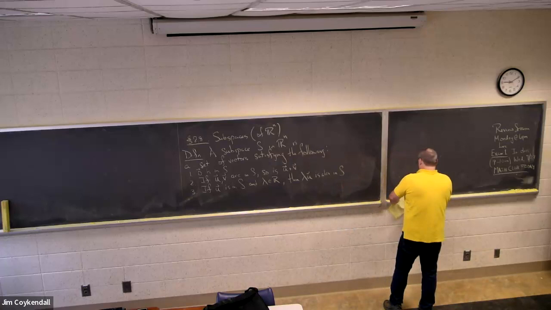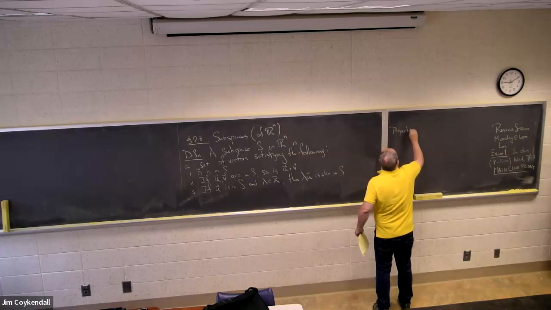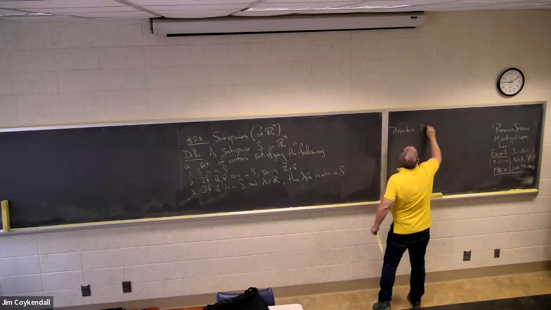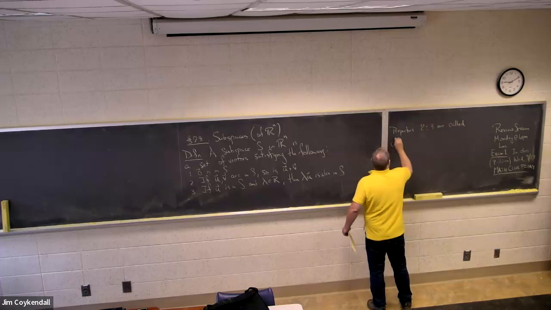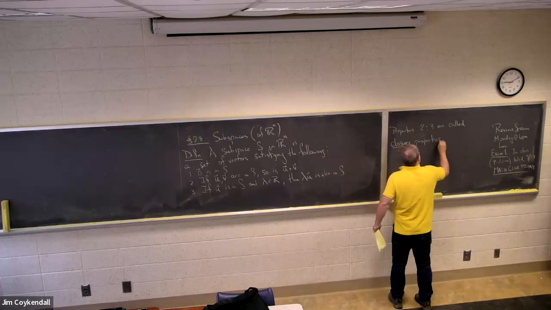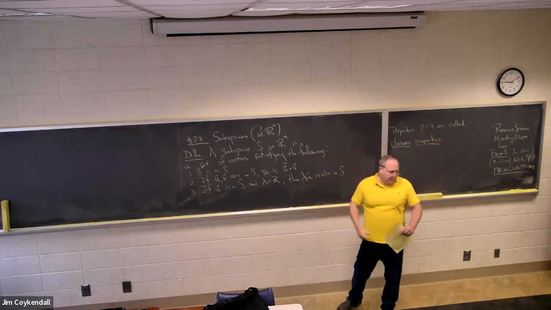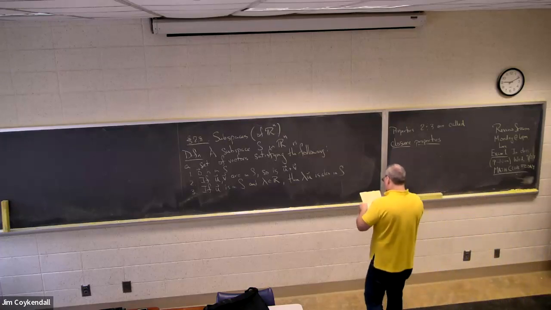Let me name these properties. Two and three are called closure properties. Property two says we've got to be closed under addition. Add two vectors in the subspace, it's still got to live in the subspace. The third property is called closure under scalar multiplication. Got a vector multiplied by a scalar or a number, it still has to be in the subspace.